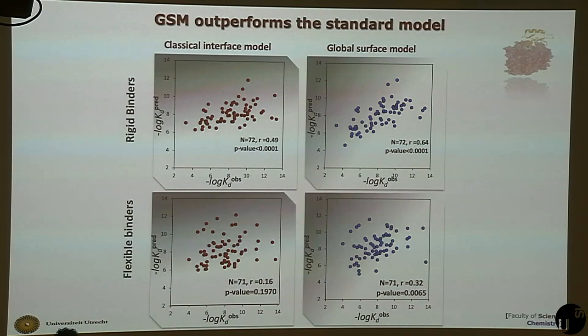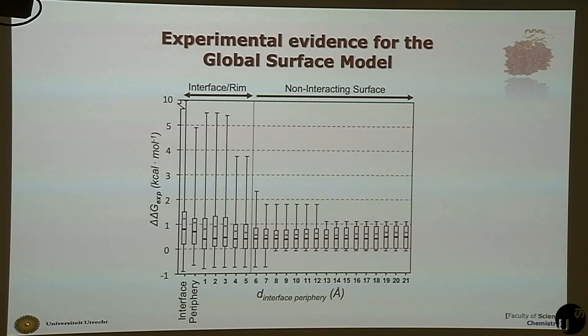So this is all a model, so is there experimental evidence that actually this is happening? So we went to look into a database of mutations where people have been measuring changes in binding affinity upon mutation. And we classified the mutations as a function of their distance from the interface. Okay, so if there is a contribution of this non-interacting surface to the binding, you should see mutations on the surface that are away from the interface and still causing changes in binding affinities. And this is what you are seeing here.